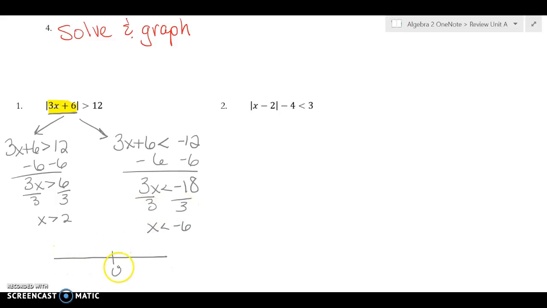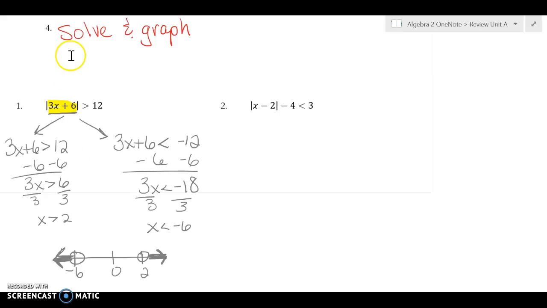So I'm going to graph this. At 2, it's an open circle, and it says greater than, so it goes to the right. And at negative 6, it's an open circle and it says less than, so it goes to the left. So there's your answer for that.